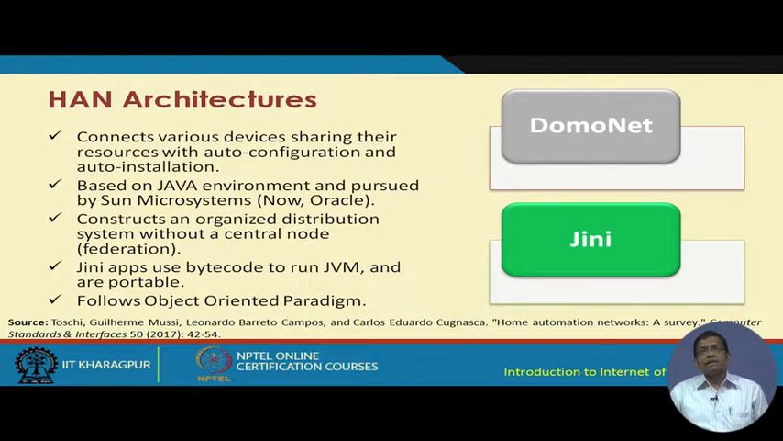Then we have the Genie architecture that helps in connecting various devices, sharing their resources with auto configuration and auto installation. It is based on the Java environment and is pursued by the company Sun Microsystems, which later on became Oracle. It constructs an organized distribution system without a central node. Genie applications use the bytecode and the JVM, so this is basically Java environment compliant. That is the reason they are portable, because wherever the JVM is installed, bytecode is a portable technology in Java, and that is the reason Genie is also very much portable. It follows the object oriented paradigm.